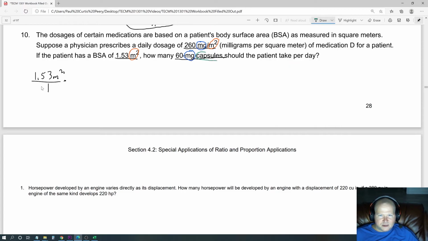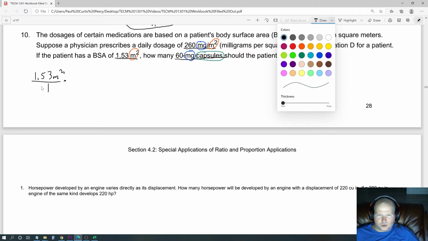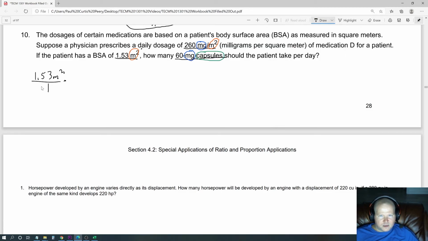And then finally, what we actually want in this case is capsules. The reason I did that is I'm just trying to show you how you're going to work through the problem. I'm going to go from square meters to milligrams, because the square meters is connected to milligrams. The 260 milligrams is connected to square meters, so I'm going to put the 260 milligrams on the top and the 1 square meter on the bottom.